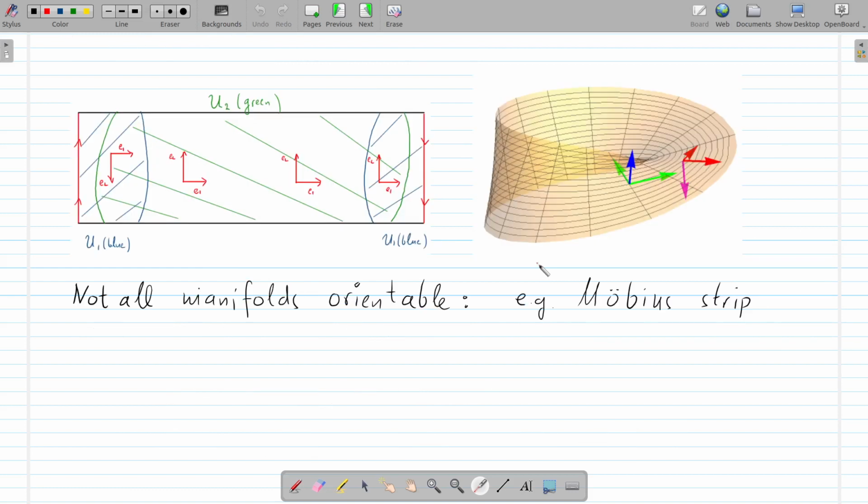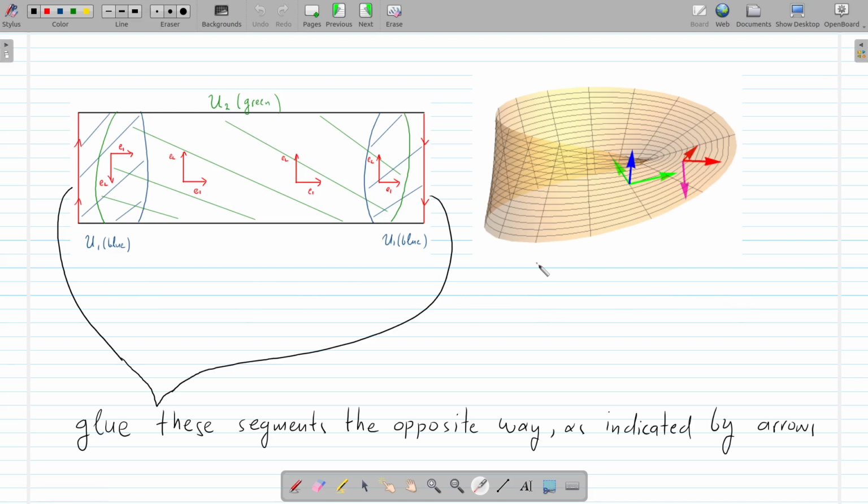Let's see a very simple example that orientability is not a property of all manifolds, and consider the familiar case of the Möbius strip. So how do we obtain the Möbius strip? We can consider a strip on the plane. This can be extended infinitely if you want, or if you want you can restrict it to finite values. But the important thing is that those line segments here are identified in the opposite direction.